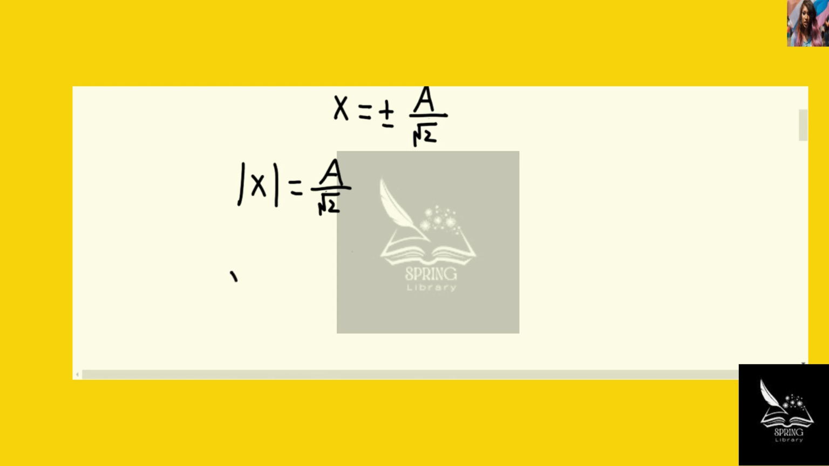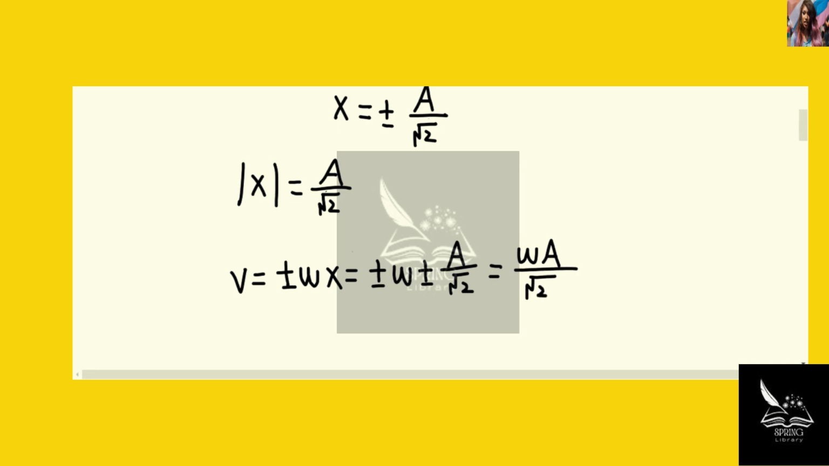So we know the velocity is equal to plus or minus omega times the displacement. Therefore, we have plus or minus omega times plus or minus a over square root 2, which gives omega a over square root 2. And this is the magnitude of the velocity, okay? And velocity is equal to omega a over square root 2.